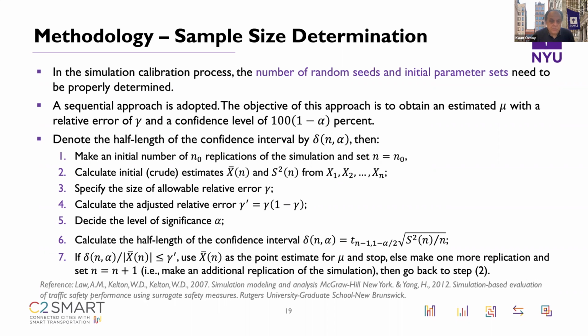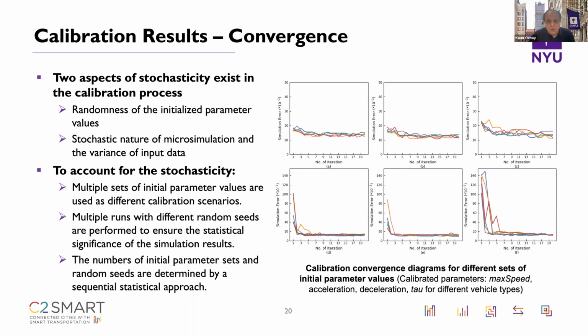from the simulation. All that comes from the stochasticity that exists in the initialized parameter values, and then the stochastic nature of the microsimulation. The microsimulation has its own inherent stochasticity, like the real world, and the variance of the input data also has some stochasticity. So you need to really take into account all these stochasticities.